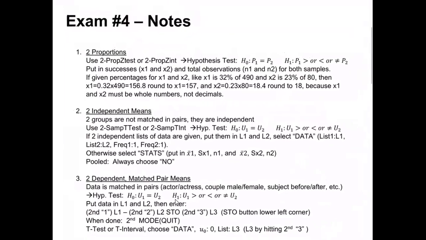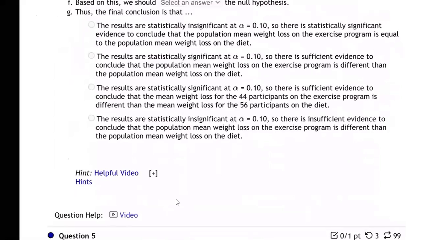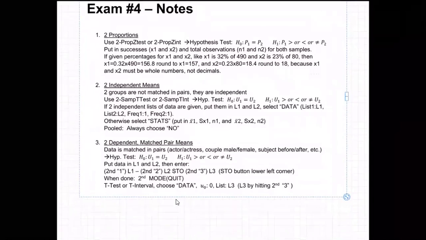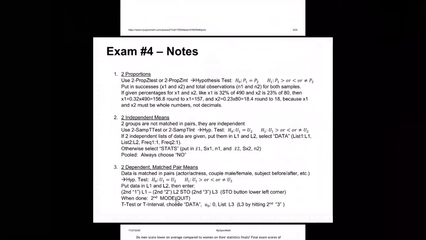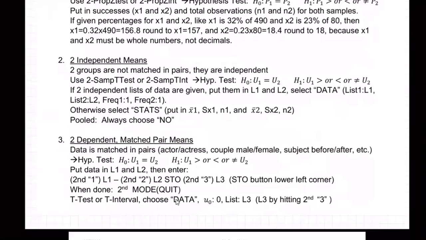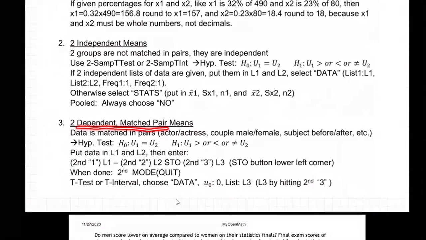Here, let me copy this for us. Exam 4 notes, I can write on it for us. There we go. Okay, so it's not proportions, is it? There's no proportions. Okay, so it's means. Now these are both means or averages, 2 and 3 from the notes. How do we know which one? Is it 2 independent means? Or is it the other one? Is it 2 dependent matched pair means?